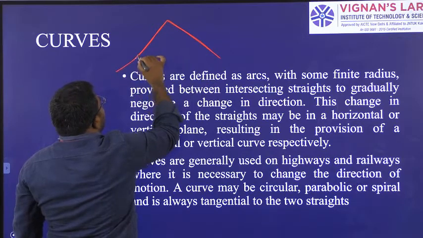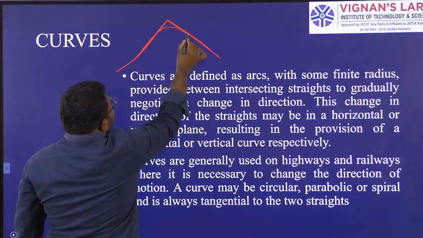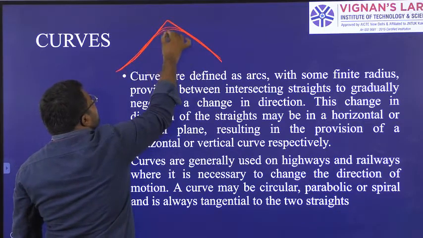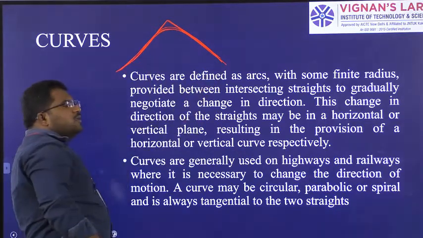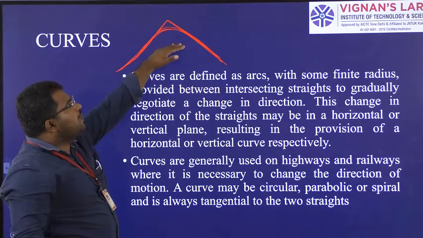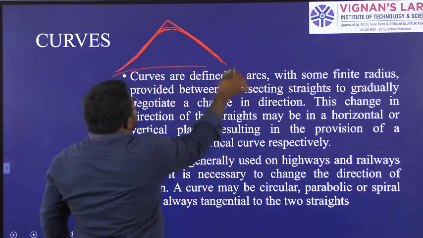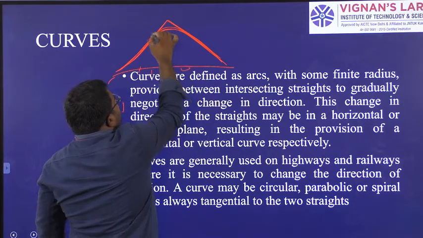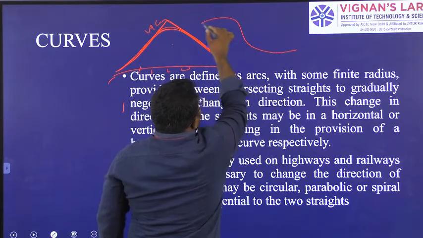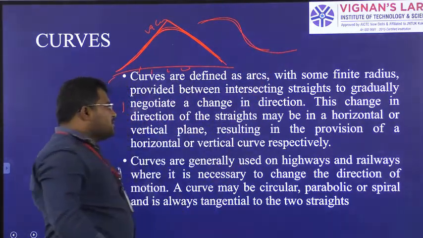So here, at the apex point, you need to provide a curve like this, so that your journey will be more comfortable. In this case also it is a vertical curve. So if this is the hill, this is the vertical curve, and in the normal direction, these are called the horizontal curves.